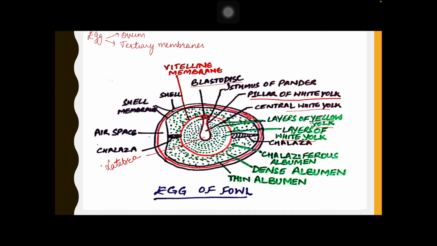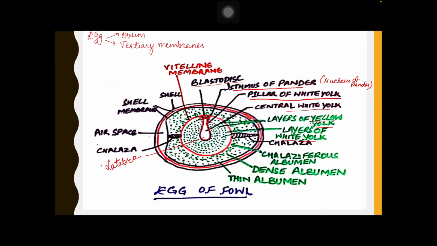Now this pillar of white yolk, as it comes just below the blastodisc, expands in this shape. It is called the isthmus of Pander, right? This expansion is called the isthmus of Pander, or it is also called the nucleus of Pander, right? So what is the isthmus of Pander?